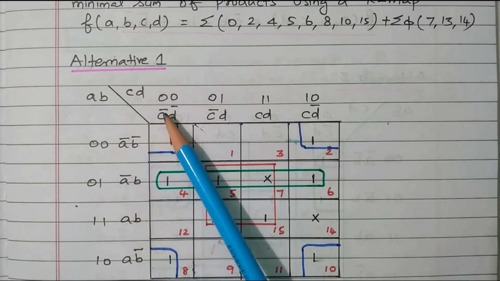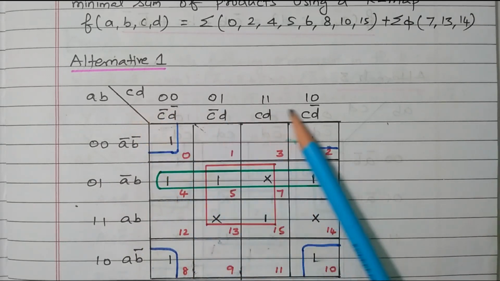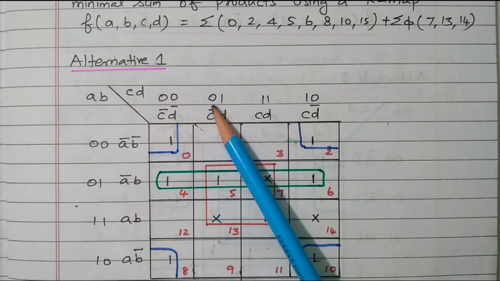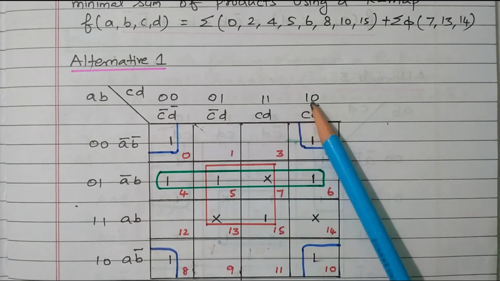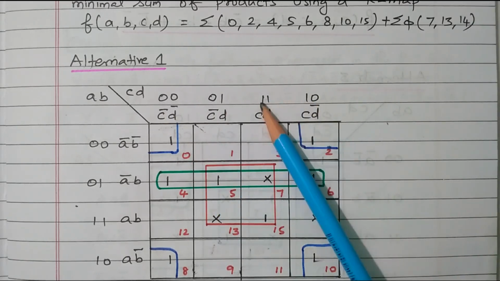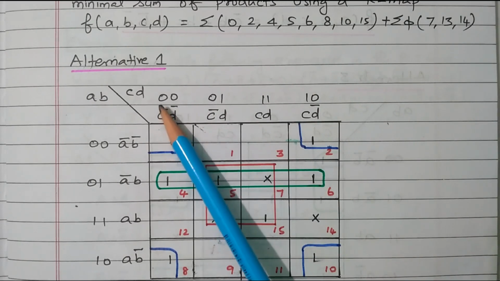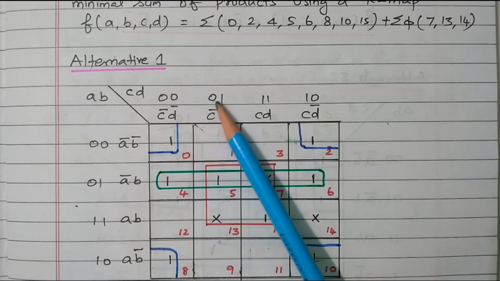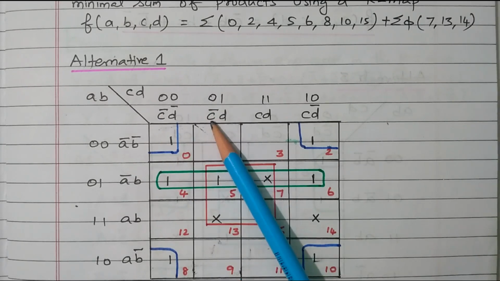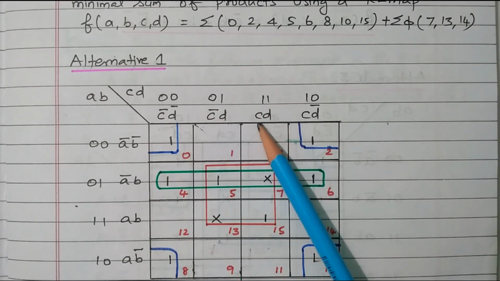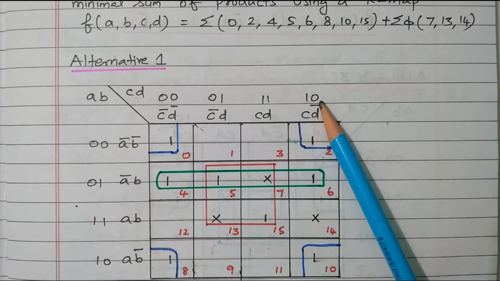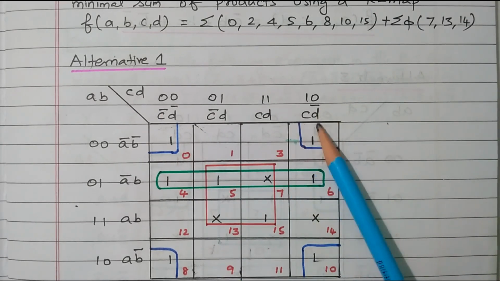Similarly, CD having 2 variables, 4 possibilities are available: 0 0, 0 1, 1 1, 1 0. Here also there is an interchange between the third and fourth column. So 0 0 means C bar, D bar. 0 means complement, so 0 1 is C bar, D. Here both are 1, so C, D. 1 0, D is 0, so C, D bar.